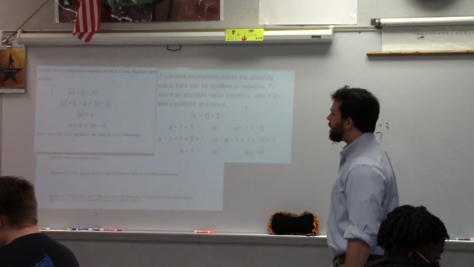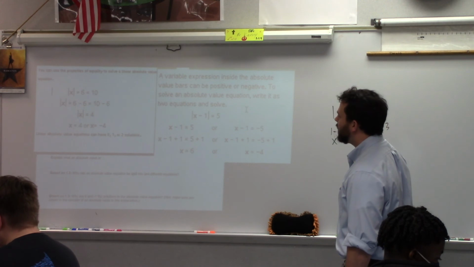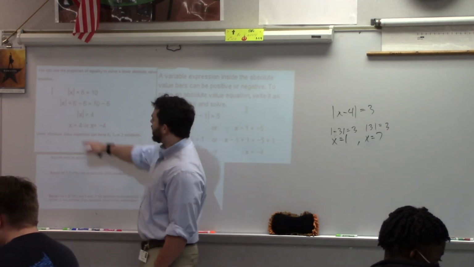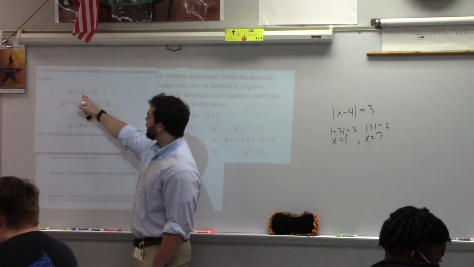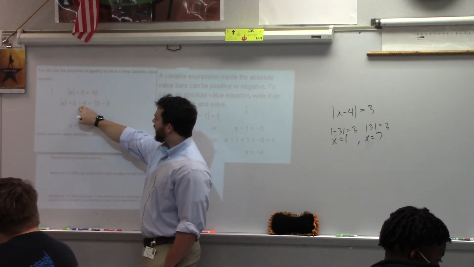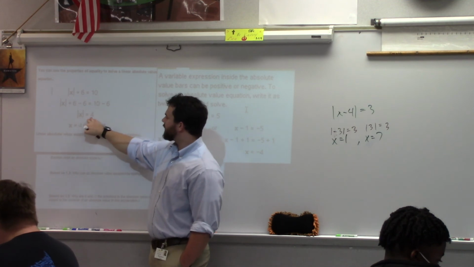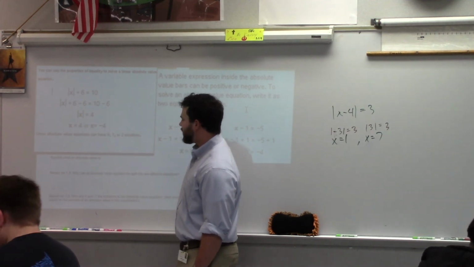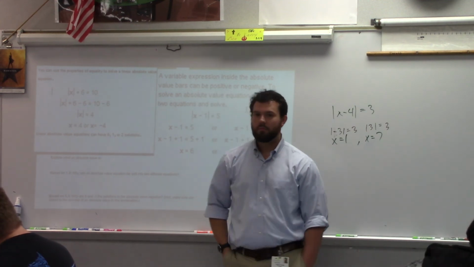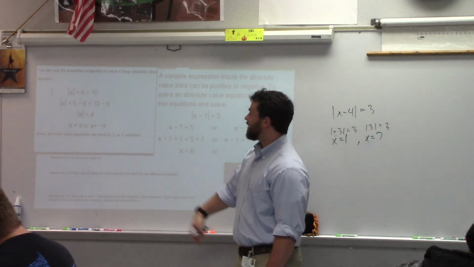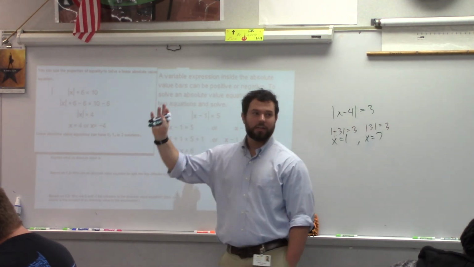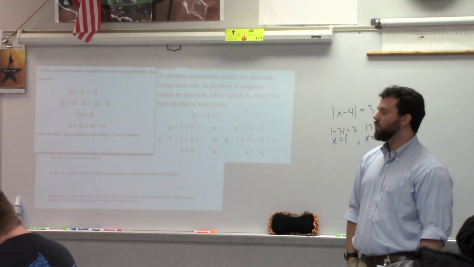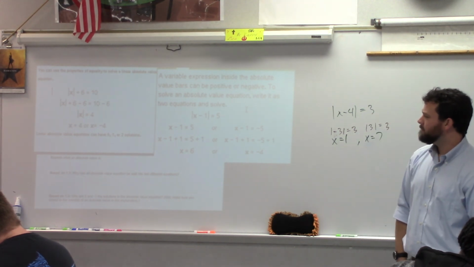All right, so you can use the properties of equality to solve a linear absolute value equation. Notice absolute value of x plus 6 equals 10. Subtracting 6 from both sides, we're left with absolute value of x equals 4. So what are they getting on their own first? Are they just automatically figuring out what absolute value of x is, or are they doing something first? When you say solving it, what do you mean?